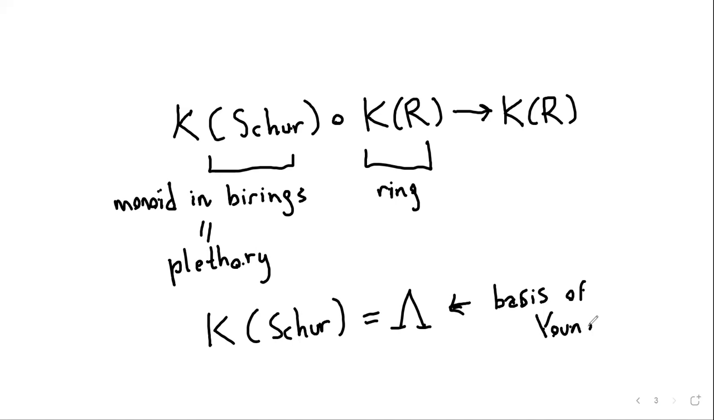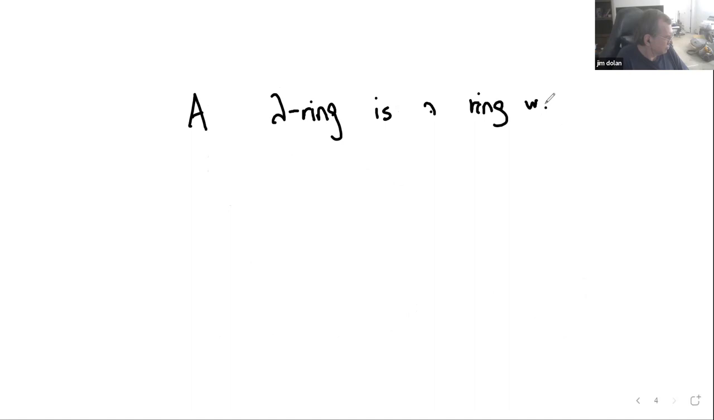So one way that people think about lambda rings is a sort of middle brow way to think about it. A lambda ring would be a ring together with this type of action of the plethory lambda on it. This is one of many definitions; it's not the most concrete and it's not the most abstract. So it's a ring with an action.